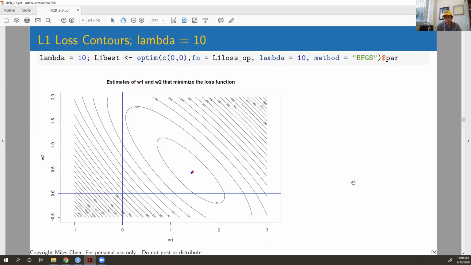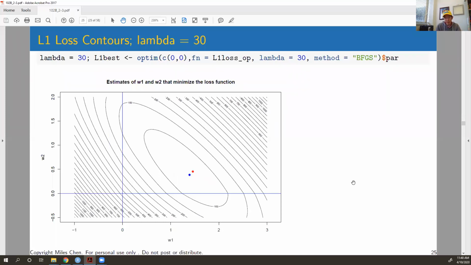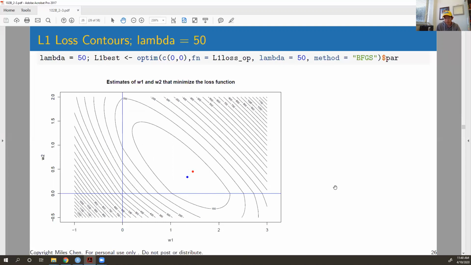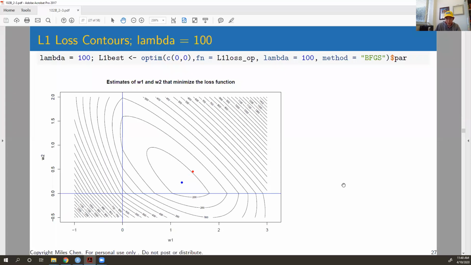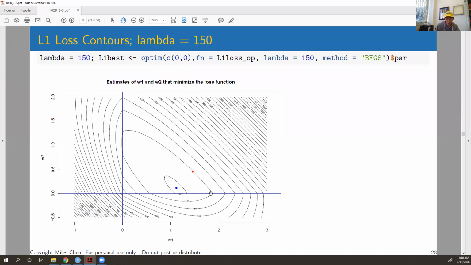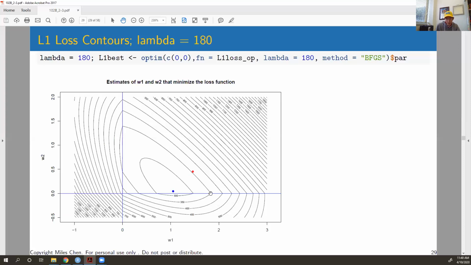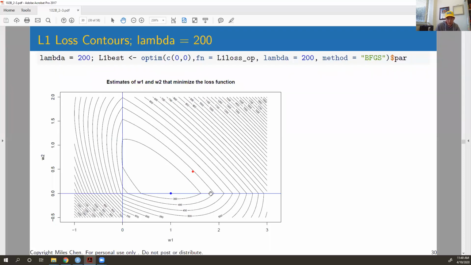Here it is with lambda equals 10. At lambda equals 30, we can see that we should pick a smaller W1 and W2. At lambda equals 50, W1 and W2 get even smaller. At lambda equals 100, they get smaller. And at lambda 150, they both get smaller. Here's lambda 180. And at lambda equals 200, W1 is around 1, and W2 is basically 0.